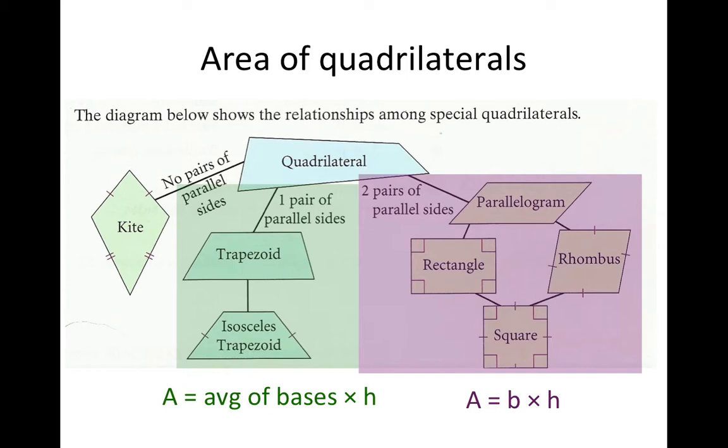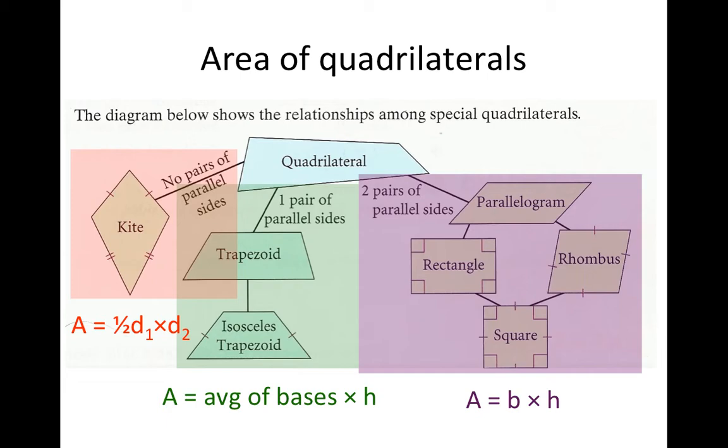The final type of quadrilateral we have to figure out the area for is a kite. And for a kite, I take 1/2 times diagonal 1 times diagonal 2. The diagonal is the line going from one corner to the other. So in this case, there's one diagonal from left to right and one going straight up and down from the top point to the bottom point. Multiply those together, divide by 2, and I have my area.